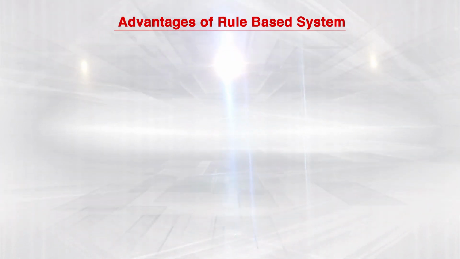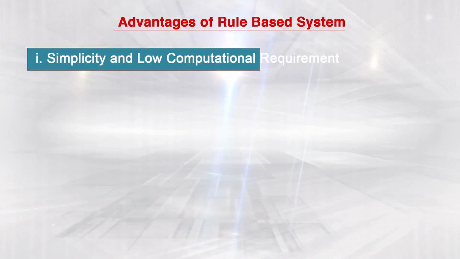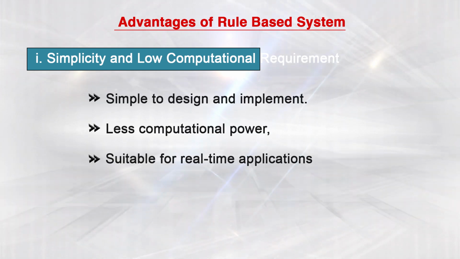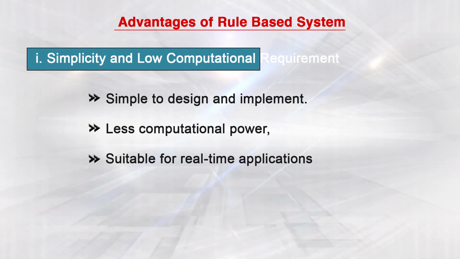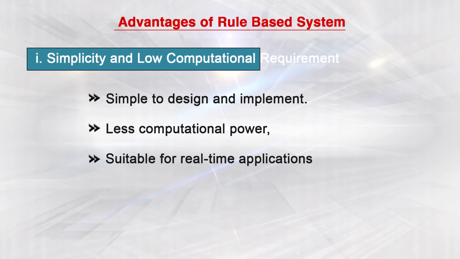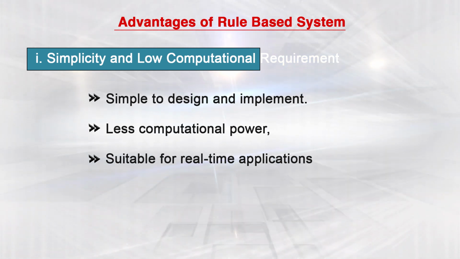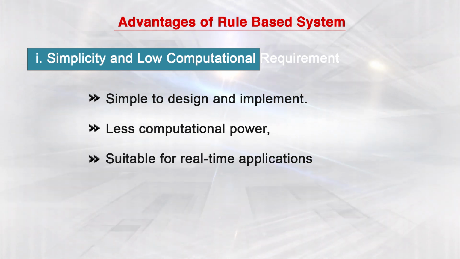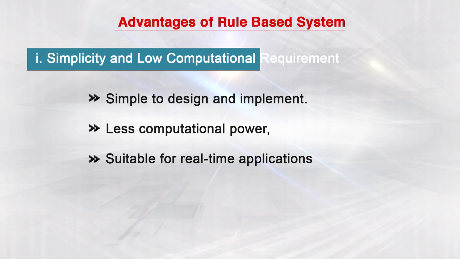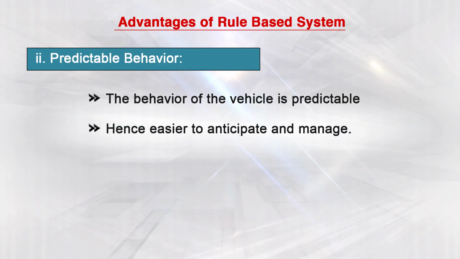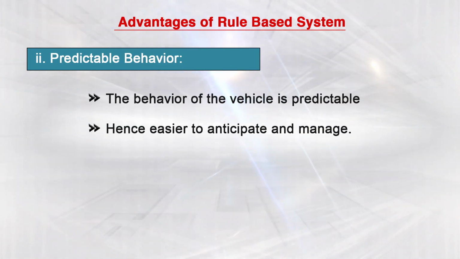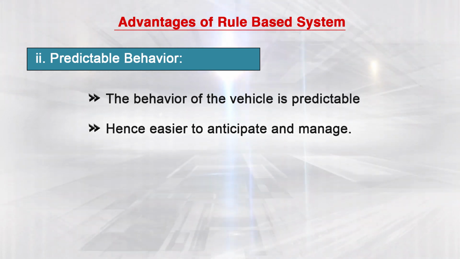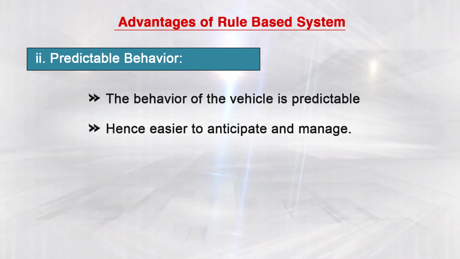Some of the advantages of the rule based system are simplicity and low computational requirement. Rule based systems are relatively simple to design and implement. They require less computational power, making them suitable for real time applications without the need for complex processing capability. Another advantage is predictable behavior. Since the rules are predefined, the behavior of the vehicle is predictable under specific conditions, making it easier to anticipate and manage.